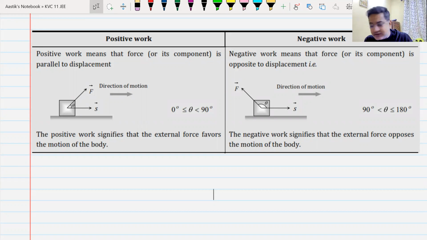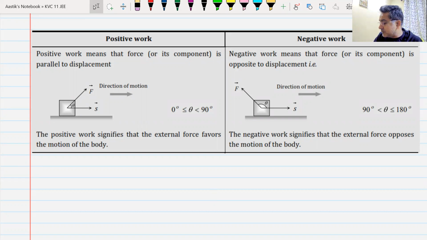Let us again see it in a different way. Same thing, just drawn in terms of a block kept on a surface, and you can see in one case the angle is acute, in one case the angle is obtuse, and for the acute angle the work done is positive, for the obtuse angle the work done is negative. This is how we decide whether the work done by a force is positive or negative.